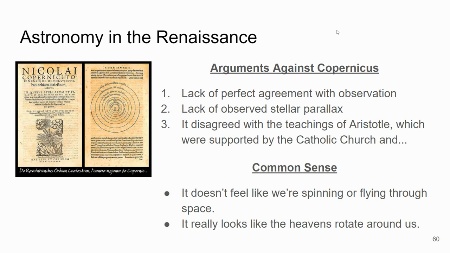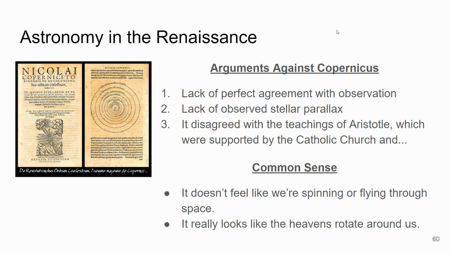And finally, Copernicus's book disagreed with the teachings of Aristotle and the teachings of Eudoxus and the teachings of Ptolemy, and those ideas were all supported by the Catholic Church. And then finally, not to put too fine a point on it, Copernicus's model kind of disagrees with common sense because what Copernicus's model was saying, and what is true, and we all accept this now, is that the Earth is actually spinning very quickly on its axis, and the Earth is flying around the sun. That's not readily apparent that those things are happening.